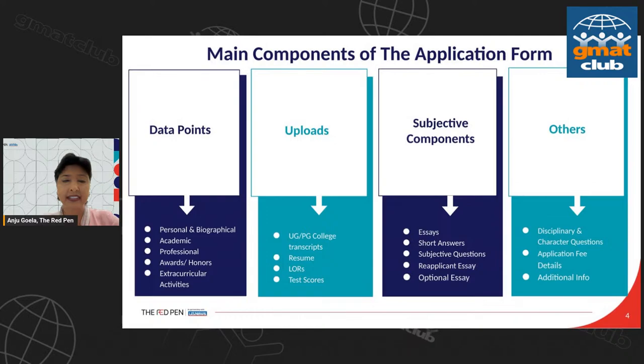There are other requirements that the application form has, like disciplinary and character-related questions. There are details of the application fee. You do have to give an application fee along with the application. And there is an additional information section. Again, this section is to be used to plug gaps, not write an essay. There are some schools which don't have an optional essay, and this is a good place to then explain your gaps.